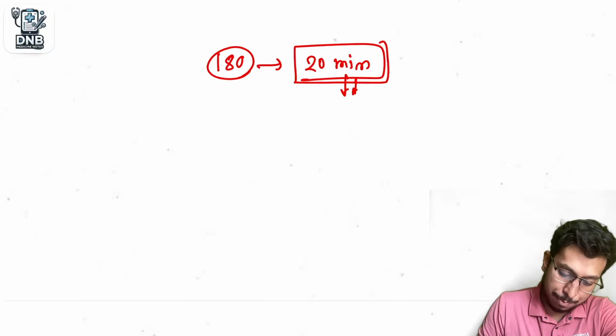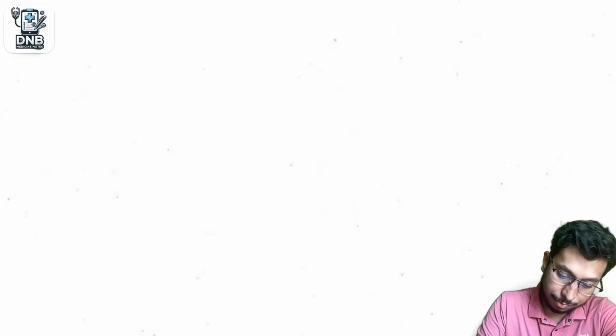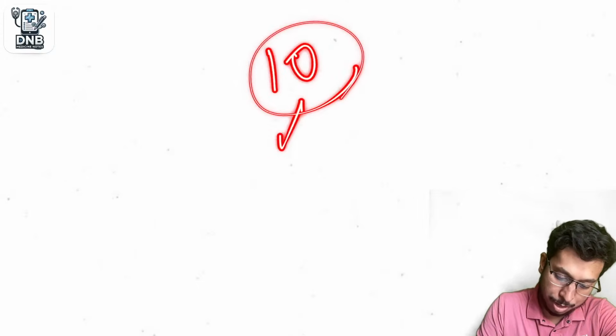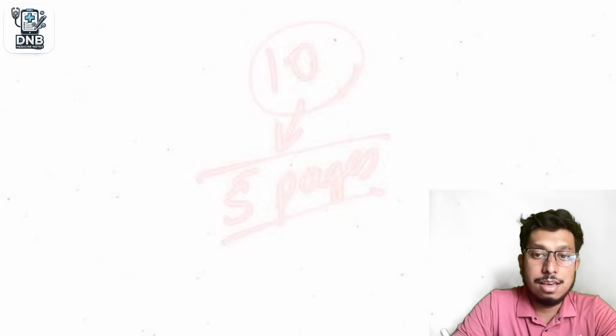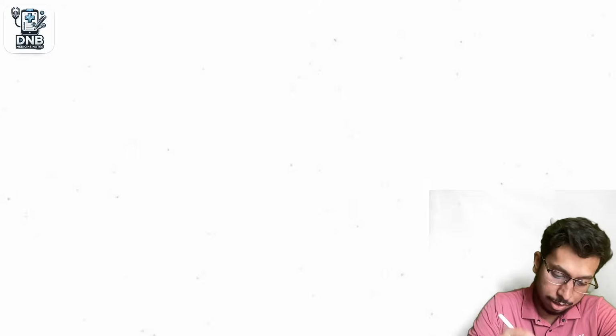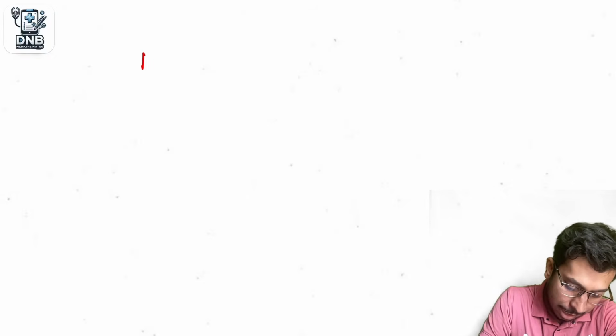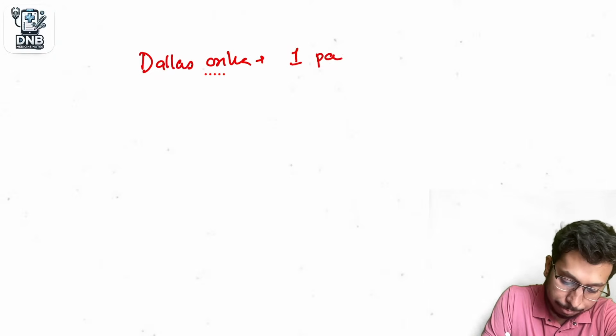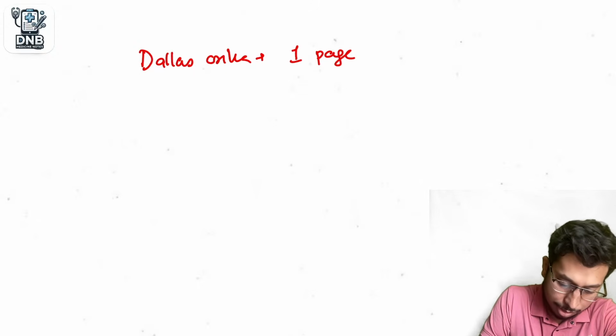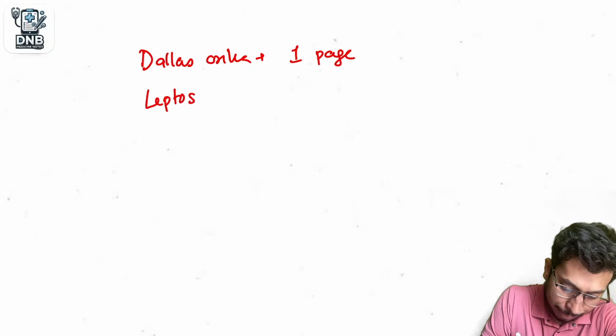So in these 10 marks, how many pages do you have? You have 5 pages. Okay. So each page bears around 2 marks. So to write the Dallas criteria, because it is 2 marks, you can spend 1 page. For leptospira scoring, it is 3 marks, you need to spend 1.5 pages.